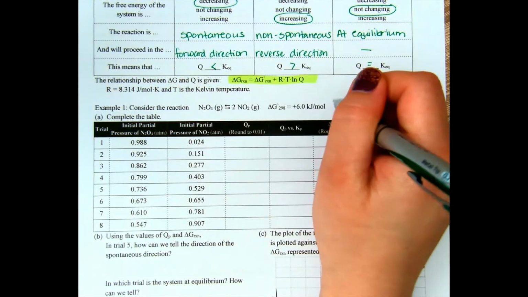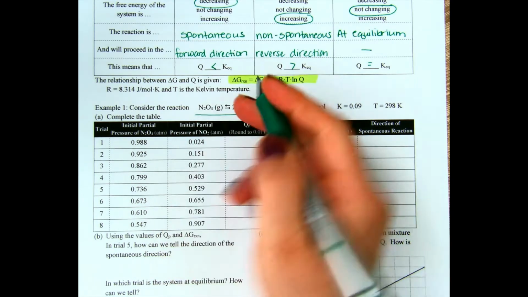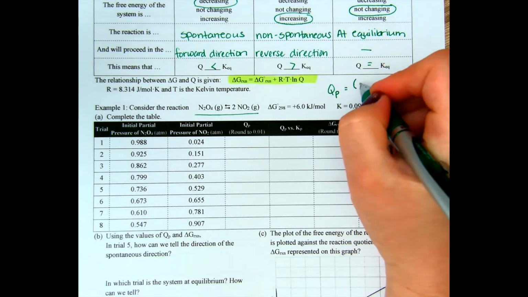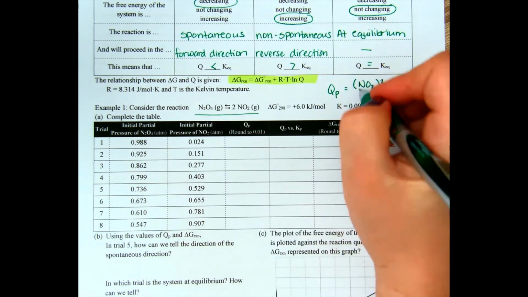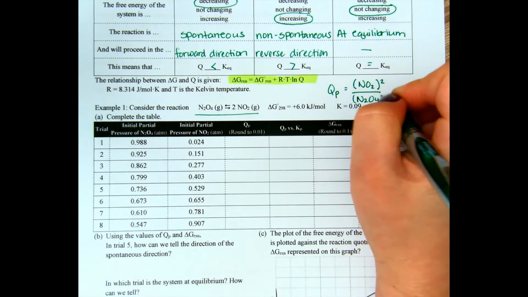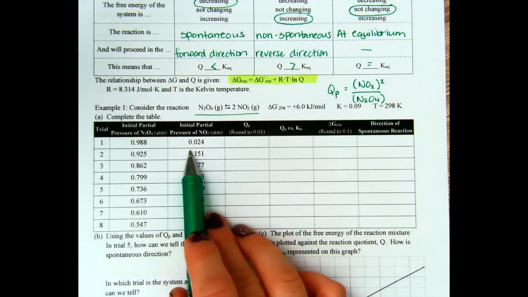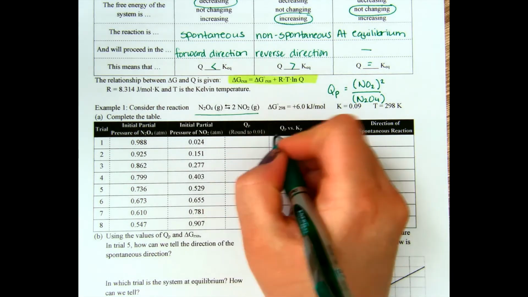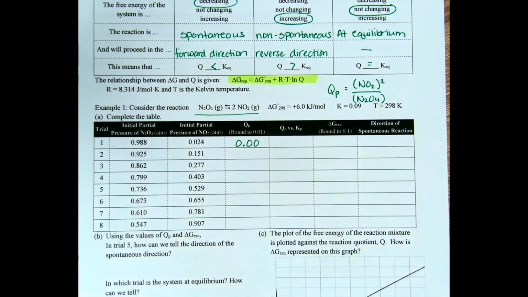So remember, Q is products over reactants. Our reaction is here. Our products are going to be NO2, our reactants N2O4. So QP, P for pressure, equals the pressure of NO2 squared, we square it because of the coefficient, divided by a reactant, pressure of N2O4. And we're going to use that for each of these calculations. Now, when I plug this into my calculator and I take 0.024 squared and divide it by 0.988, I end up getting about 0. So we're going to round to the hundredths place. So I will write 0.00 here.